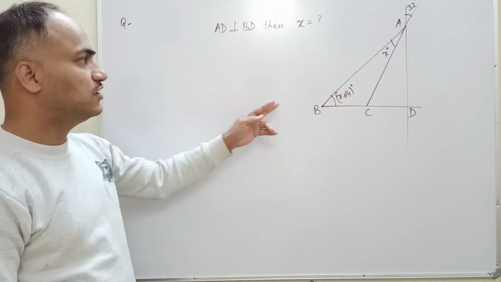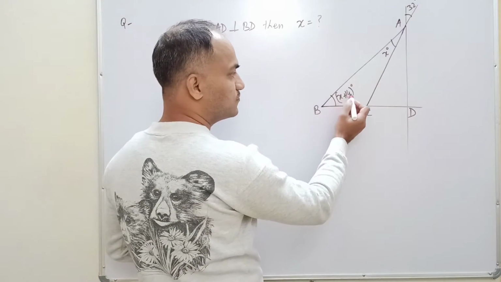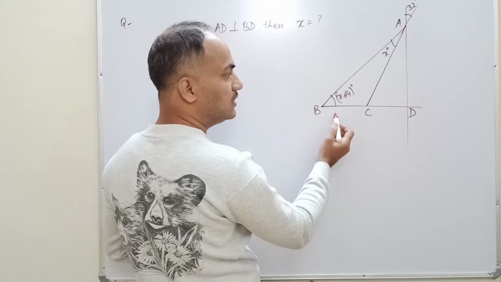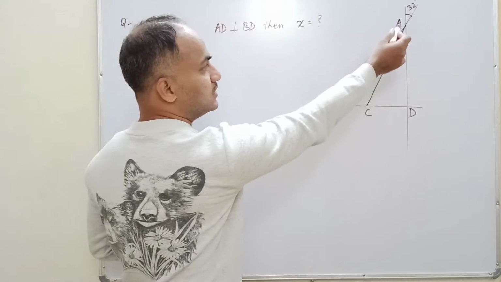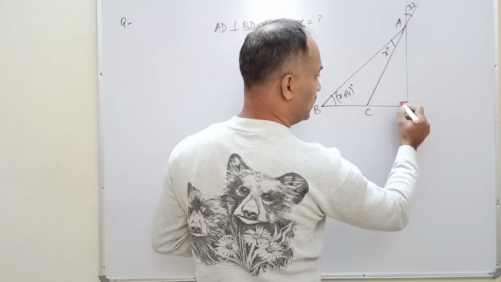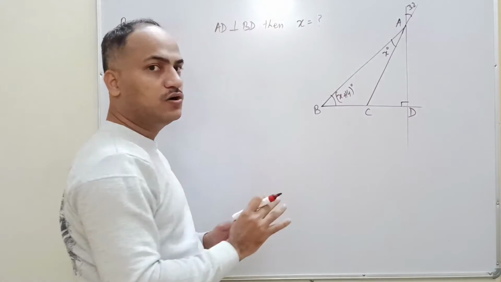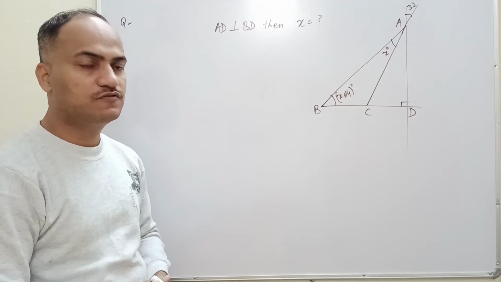In this question, we are given a triangle. Two angles are given, x plus 14 degrees and x degrees, and this other information is also there, that AD is perpendicular to BD. It means this angle is 90 degrees. Now we have to find the value of x using the properties of a triangle.